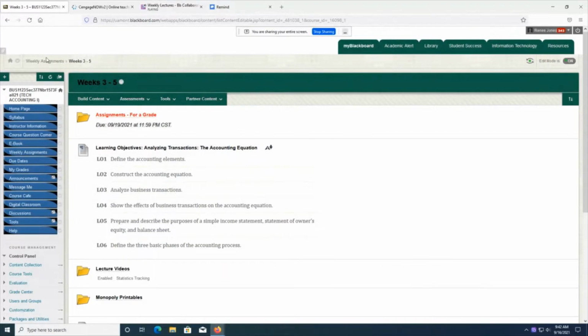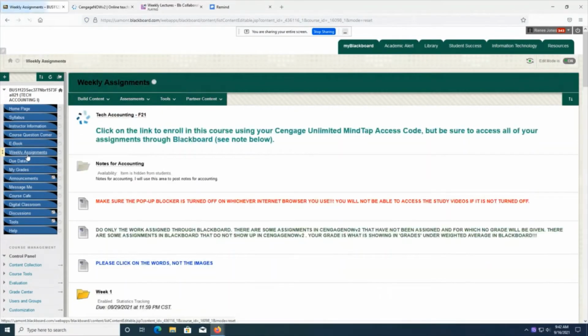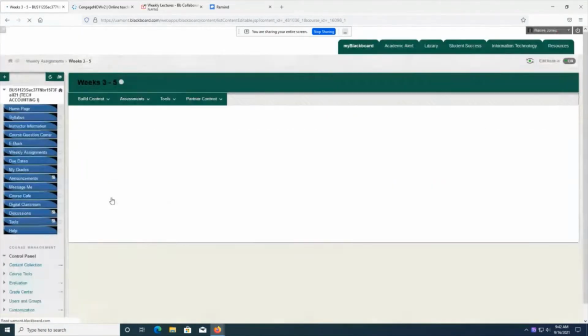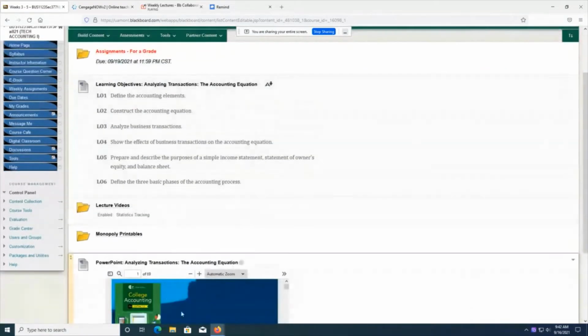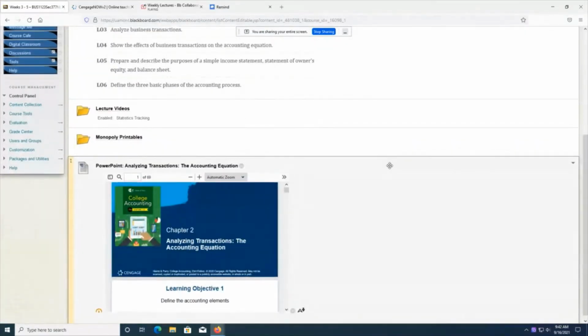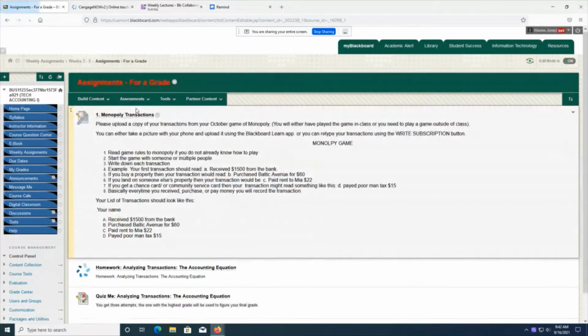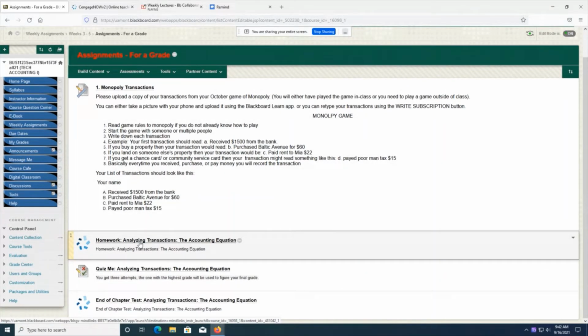Okay, so I kind of changed it up just a little bit. If you go to your weekly assignments, we are in week 3 and 5. If you click on that, instead of having all of them down at the bottom, right now at the top there's going to be assignments for a grade. Everything in this folder needs to be done for a grade. Okay, so we have the Monopoly transactions, which we did last Tuesday, and then we put them online last Thursday. And then last Thursday we also went over some of the homework and the different steps in the homework.